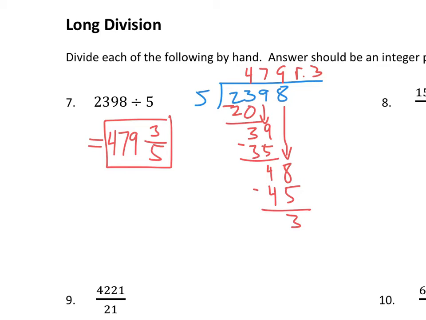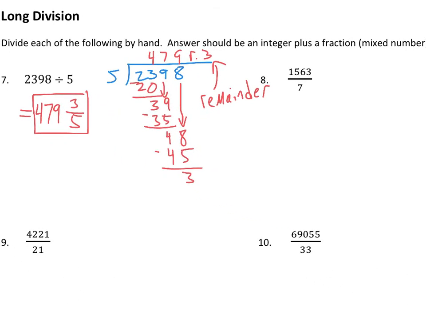So when we have a leftover, this is the remainder here. That remainder becomes a fraction using the divisor. Well, what if it's like this as a fraction? Remember, this means 1,563 divided by 7. So that top number is going to go in the division box, and we're dividing by the bottom number. We read it top down.